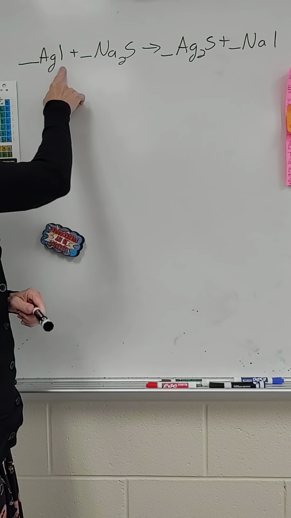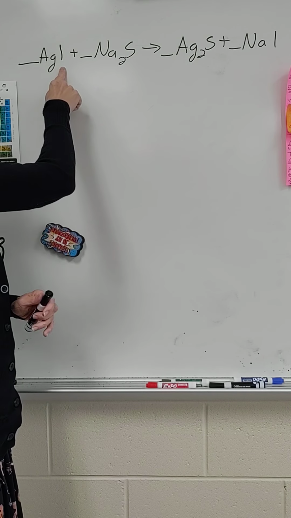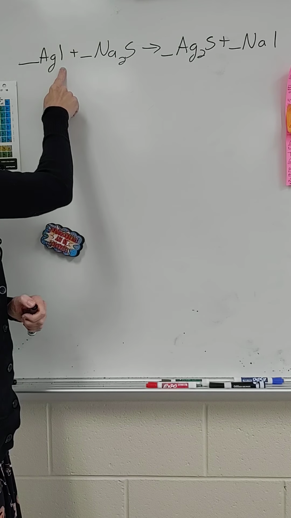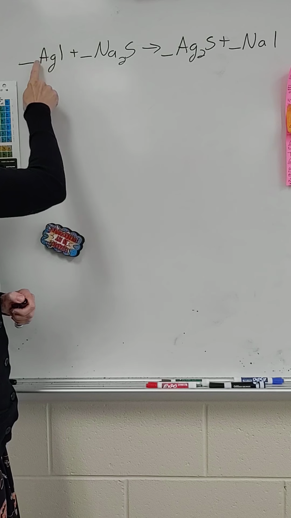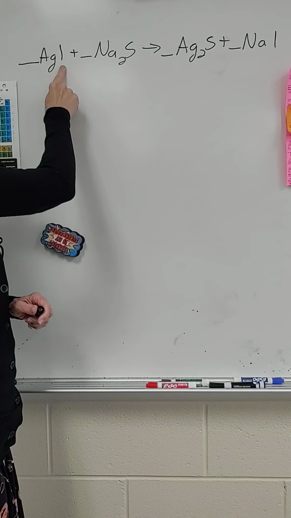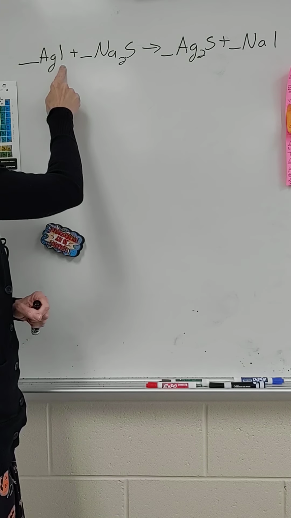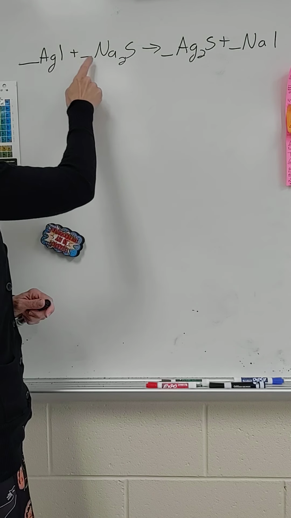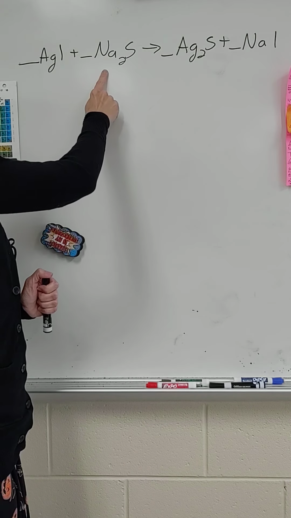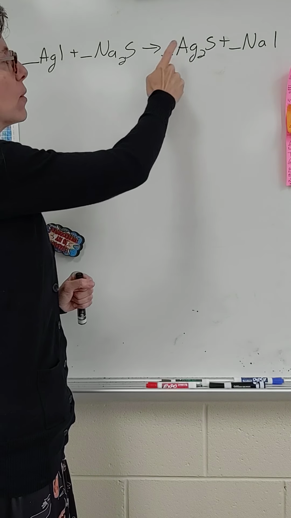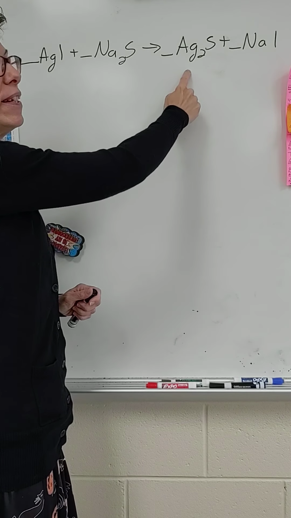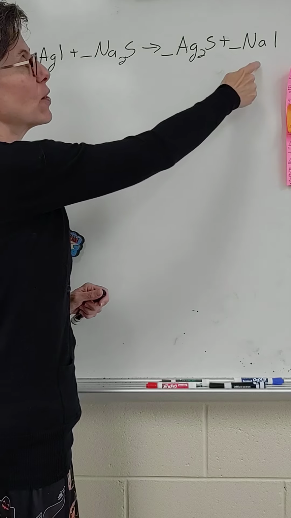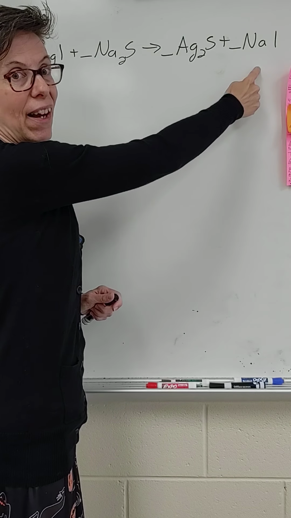AgI. You know this is a capital I because there are no elements that have a three-letter symbol. So after the A and the G, we know this has to be a new element. So that's a capital I. AgI, silver iodide, plus Na2S, sodium sulfide, yields silver sulfide, Ag2S, plus sodium iodide, NaI.